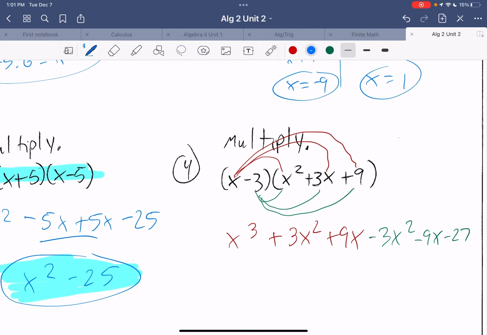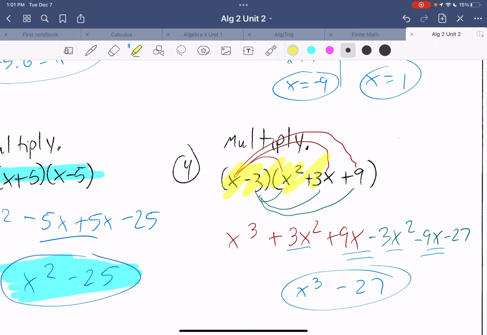So now I'm putting the parts together. The x squareds cancel out and the x's cancel out, so all the middle terms go away. So that happened twice, 2 times in a row. That's a special identity. So I get x cubed minus 27 is the answer. So again, back to the highlighter tool. This thing here and this thing here, they are the same.